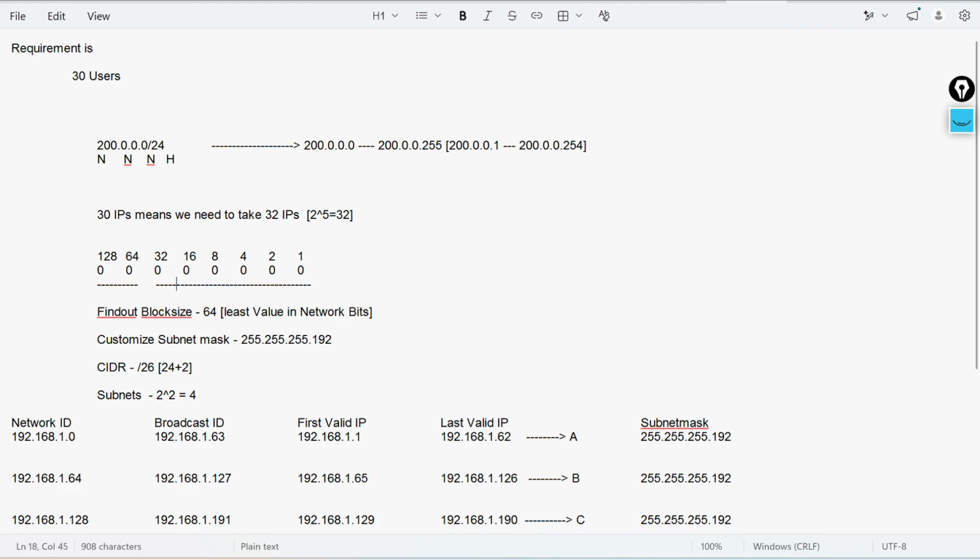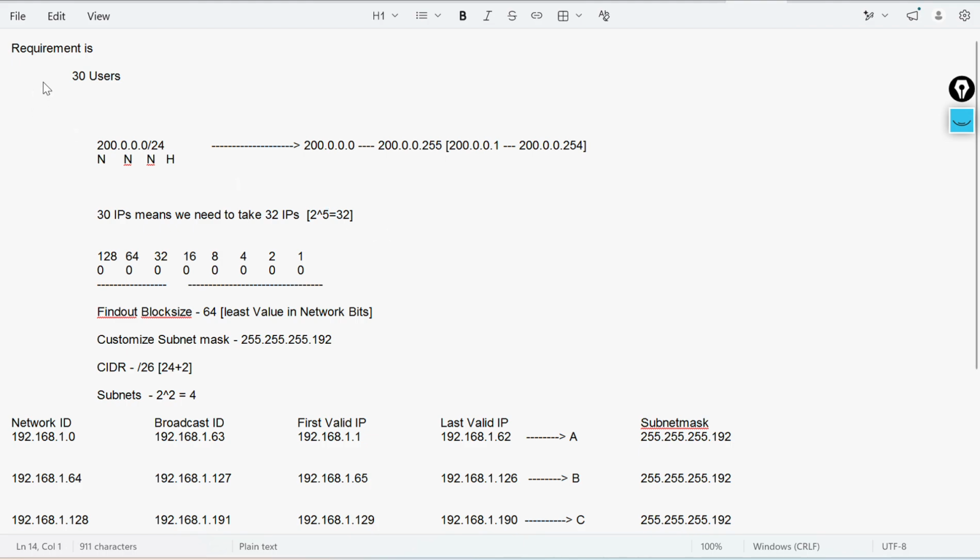Here, these 3 are network bits and these 5 are host bits: 1, 2, 3, 4, 5. From right side to left side we need to count 5 bits only, and the remaining 3 bits become network bits, right? So as per this requirement, we need to borrow 5 bits.